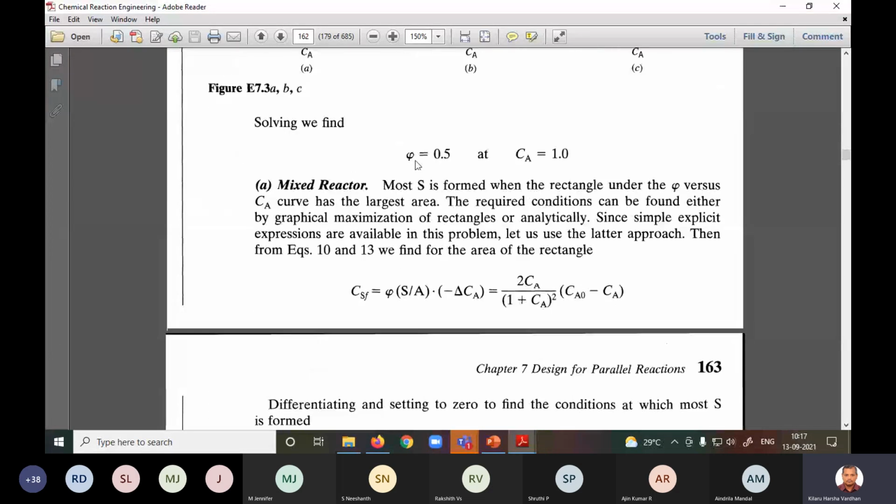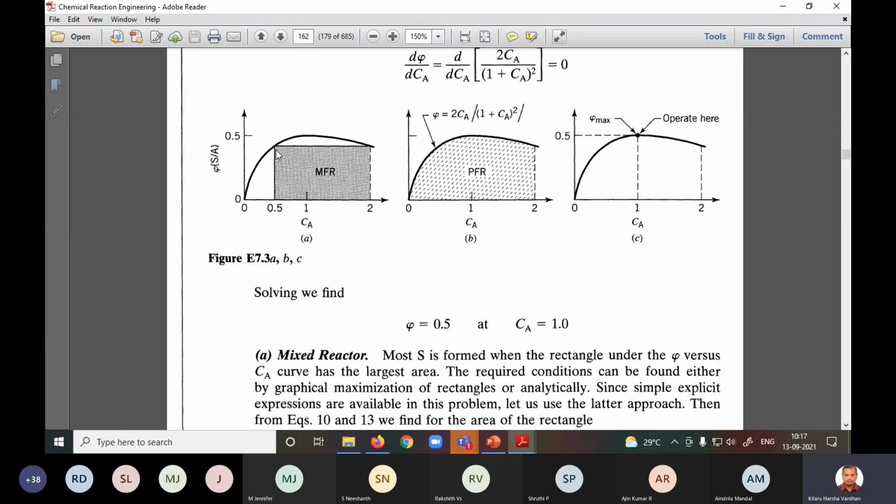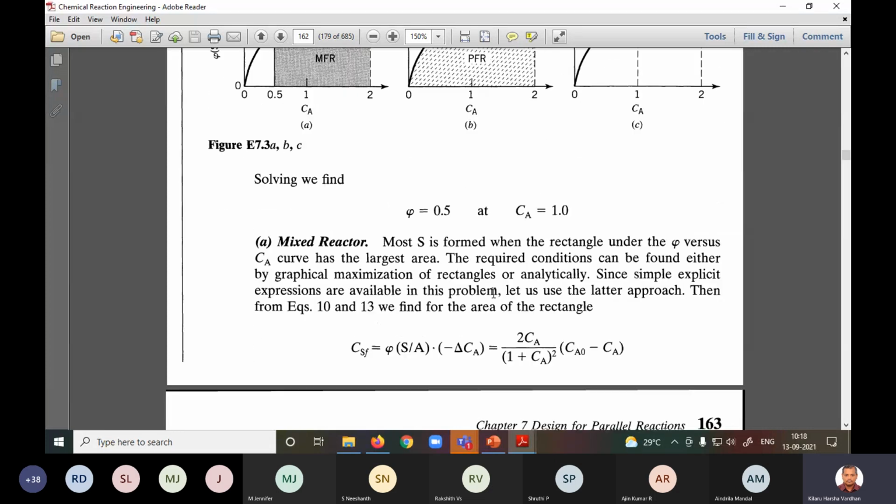For a mixed reactor, most of S is formed when the rectangle under the phi curve has a larger value. So if you want S more, this rectangle should be more. Already we discussed the maximization of the rectangle. This rectangle will be more when the diagonal of this rectangle is parallel to the slope, the tangent of this particular curve. If the tangent is parallel to the diagonal of the mixed reactor, then you can get the maximum rectangle, right? So that is what he is asking.